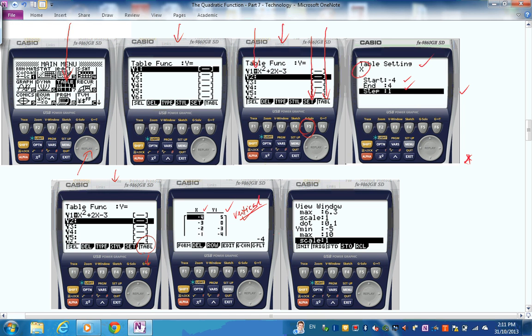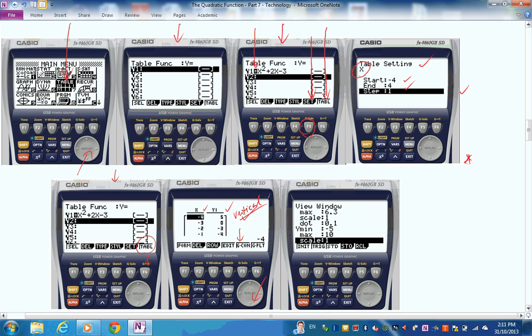Okay, so this will go, you could scroll down with this button here and see the rest of the values from -4 to 4. And you could pluck those off the calculator and plot them on your own grid. Or we can get the calculator to plot them on a grid.